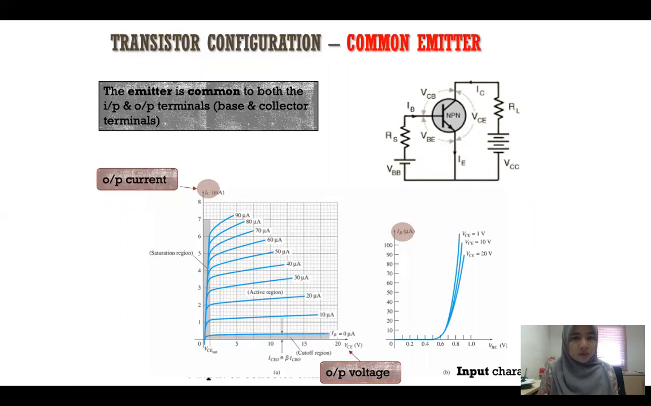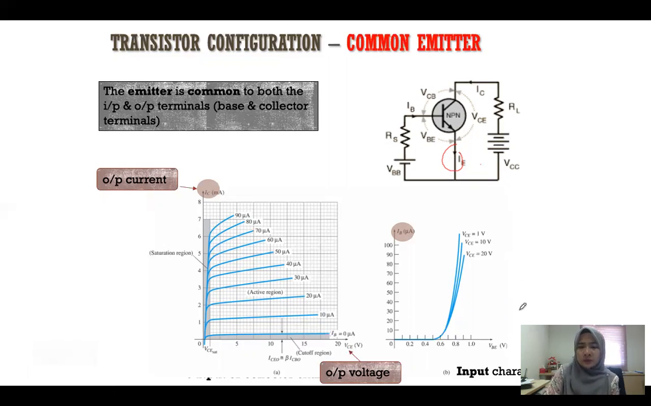So that one is common base. This is common emitter. Look at here, this is the emitter. The emitter is connected to the ground. So the emitter is common to both the input and output terminals, the base and collector terminals.